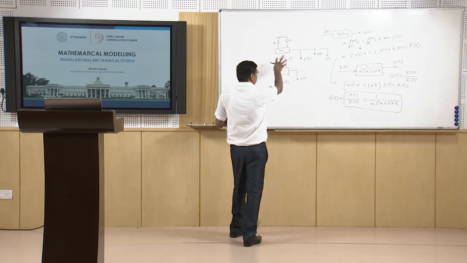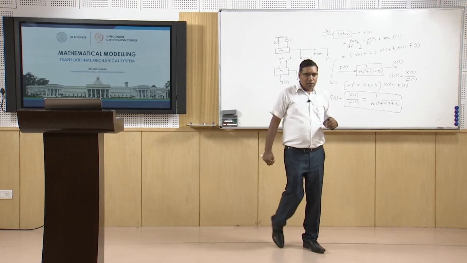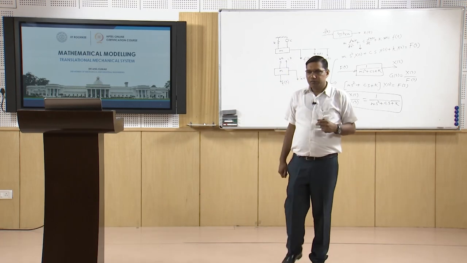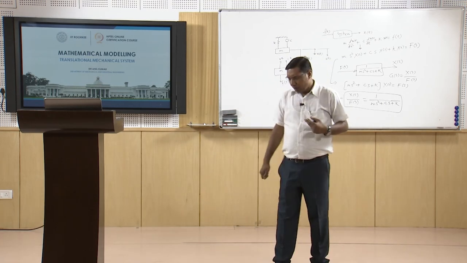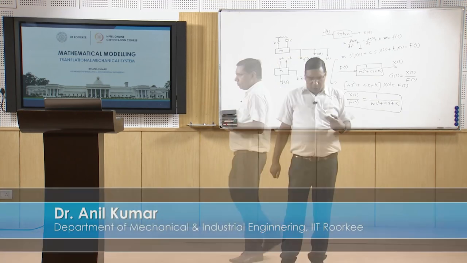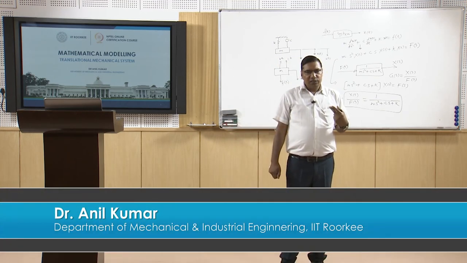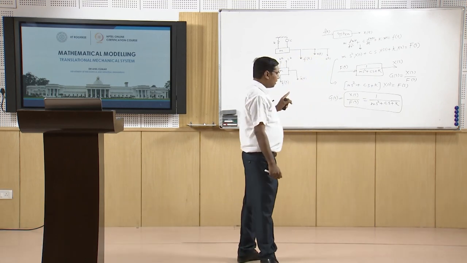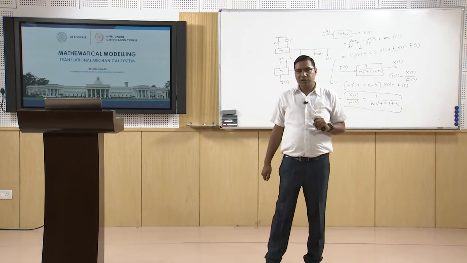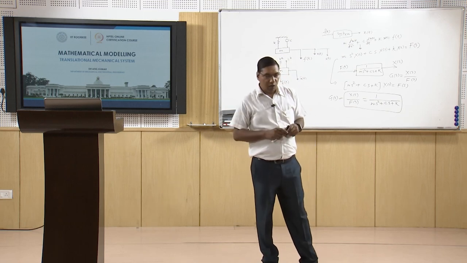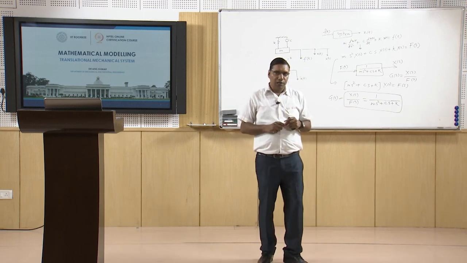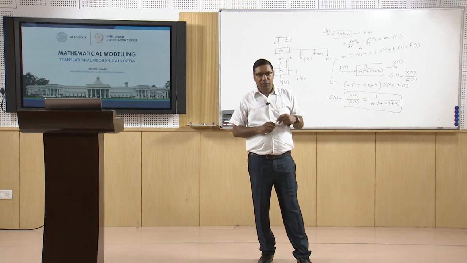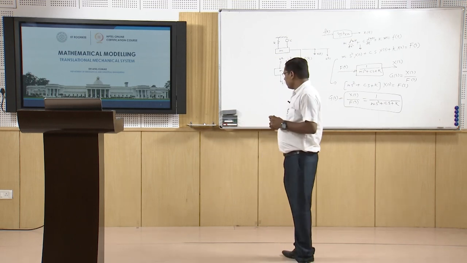So this was a translational mechanical system, a single degree of freedom system. It is a second order system, but with only one degree of freedom. Now we go to higher degrees of freedom, like 2 degrees of freedom for the translational systems.